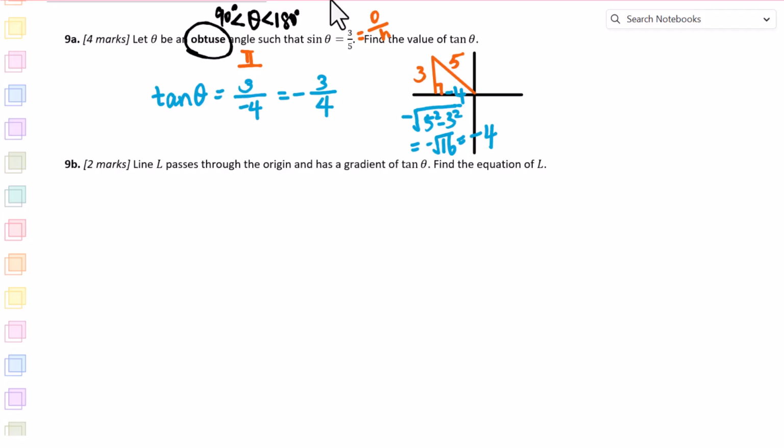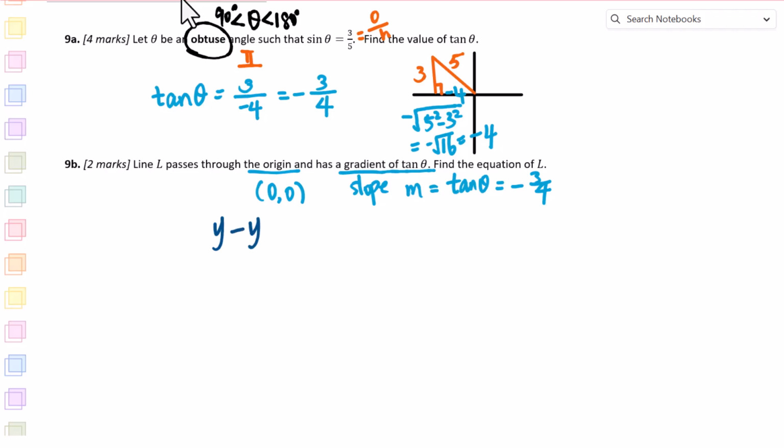9b. Line L passes through the origin. Origin means (0, 0). And it has a gradient of tangent theta. Gradient means slope. So m equals tangent theta equals -3/4.